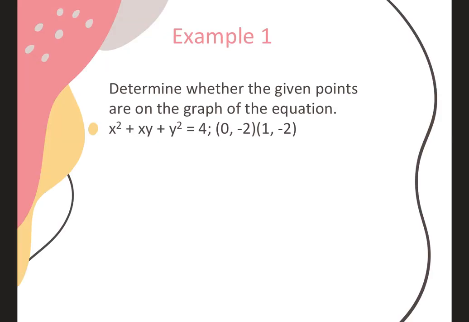So that might look something like this. Determine whether the given points are on the graph of the equation. And the equation is x squared plus xy plus y squared equals 4. And there are 2 points there. So you would plug them each in separately. First we'll test 0, -2. So 0 goes everywhere there's an x, and -2 goes everywhere there's a y.